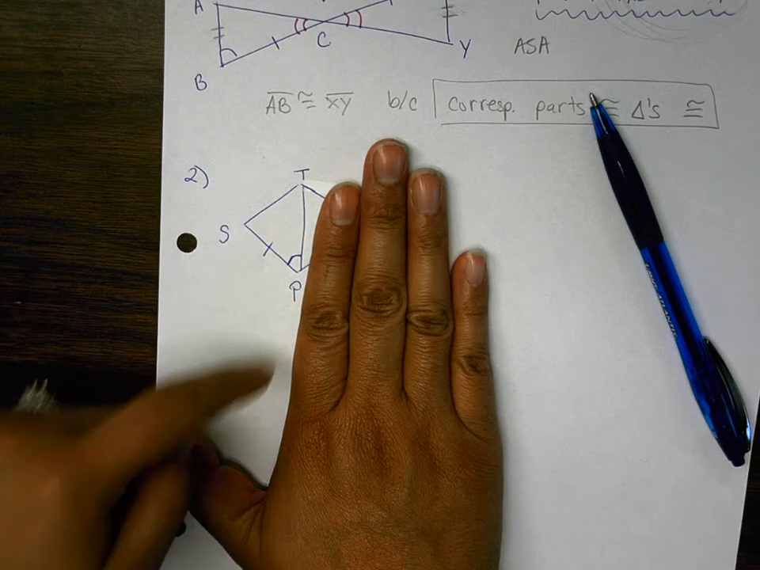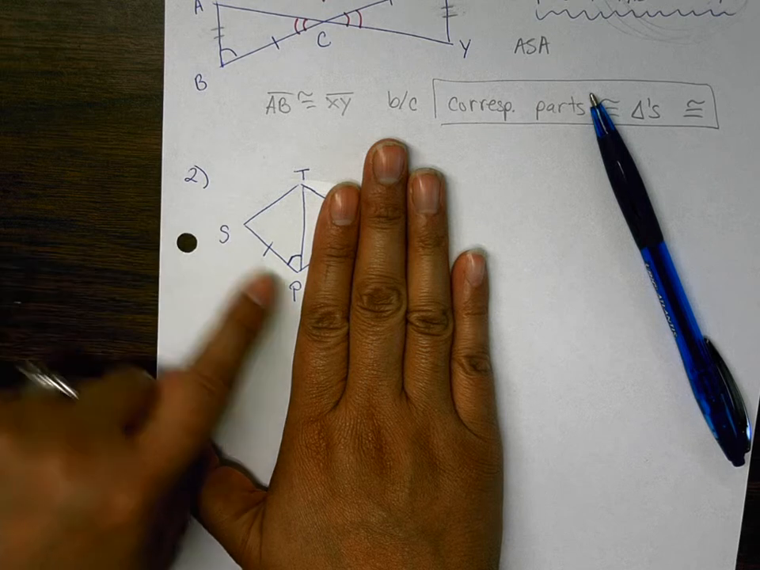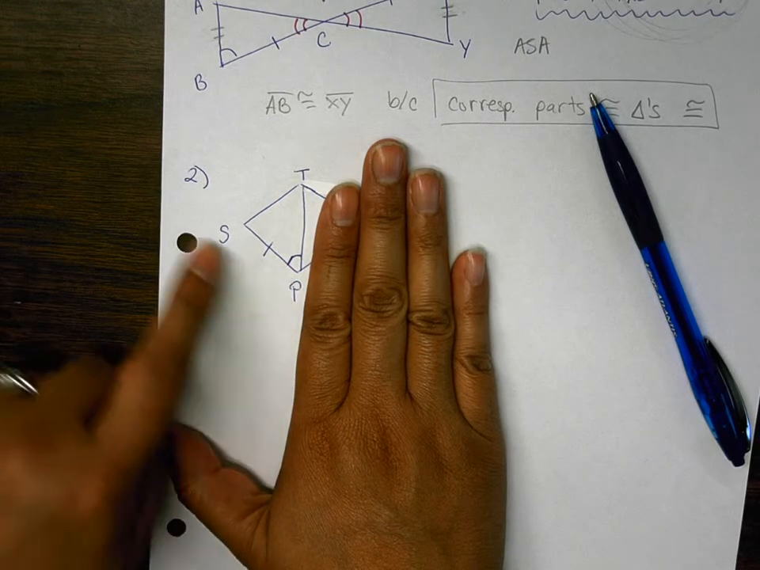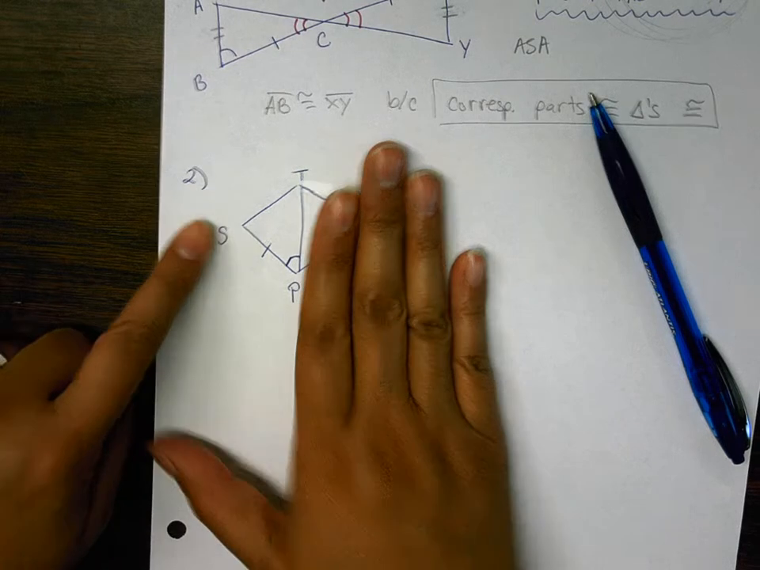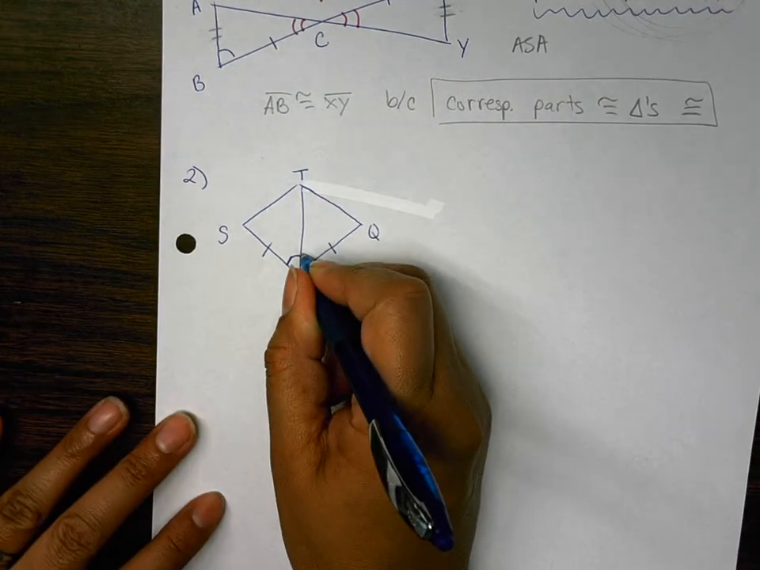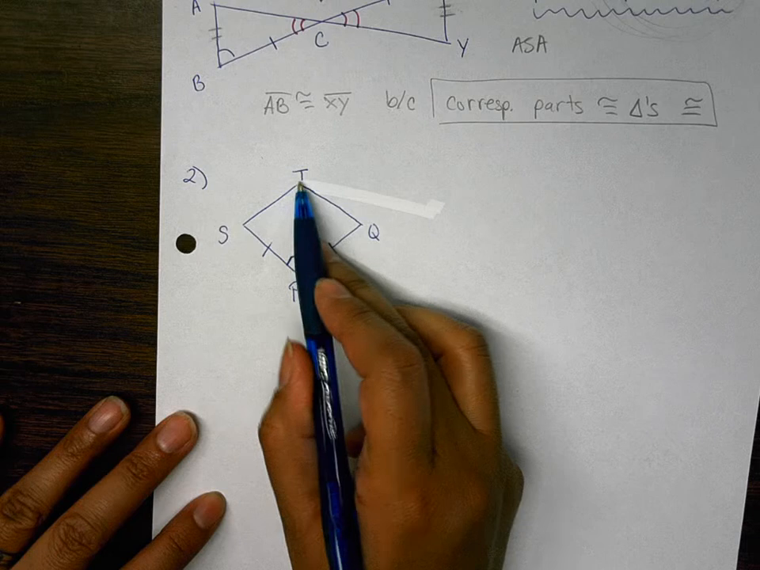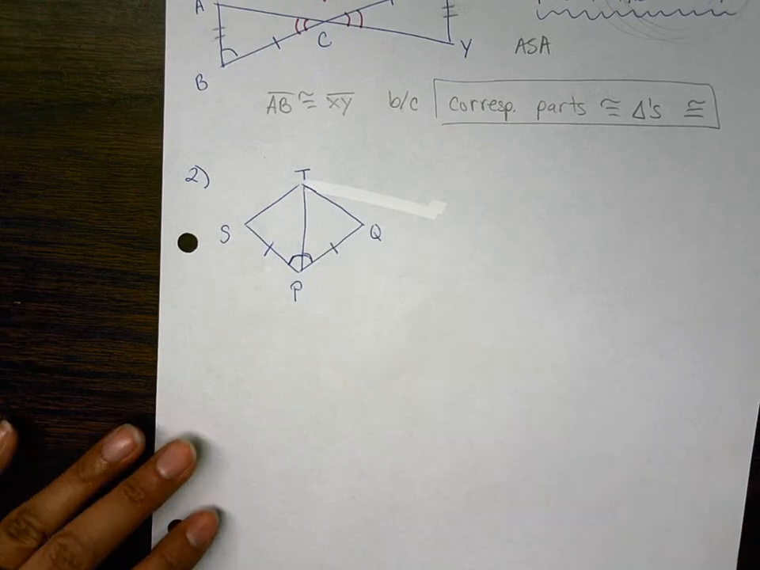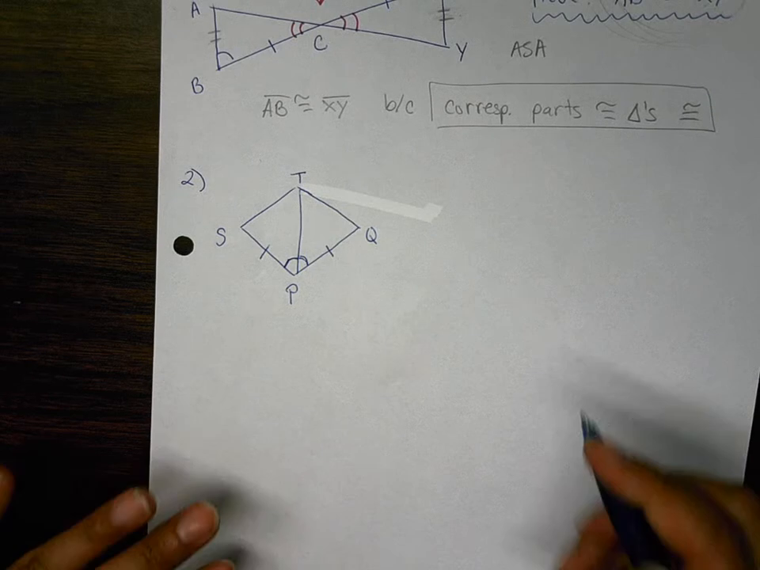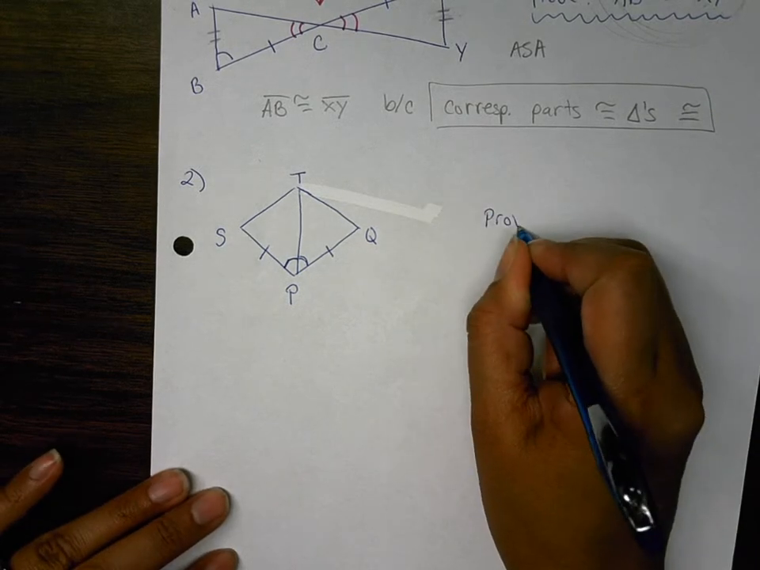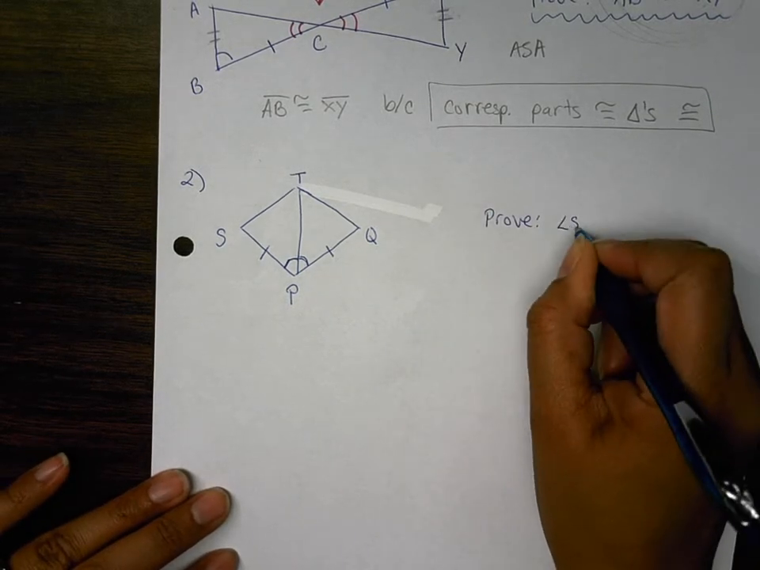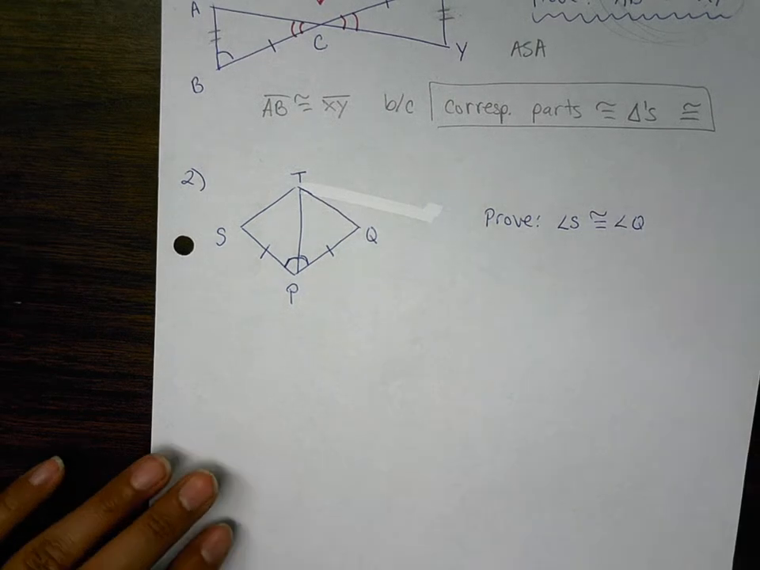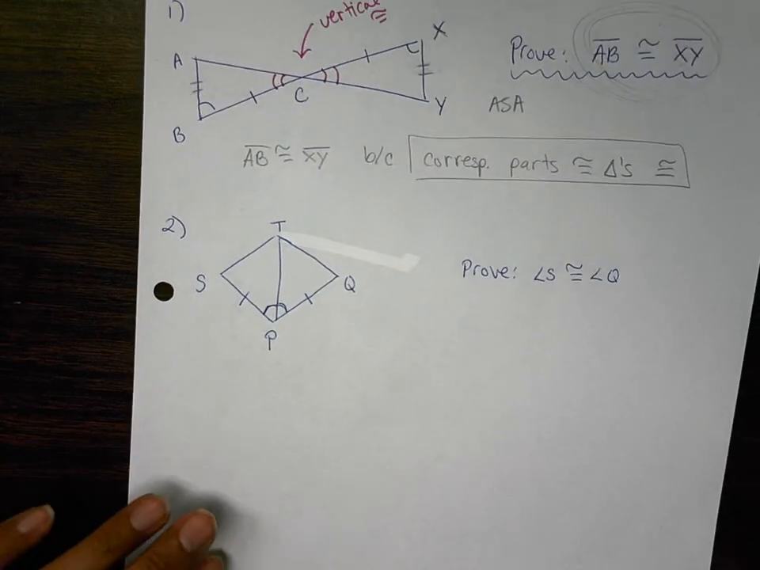I heard SPT and TPS. Are both of those okay? Could I use PTS if I'm talking about that corner? No, the angle corner needs to be in the middle, so SPT or TPS. The other marking I'm going to give you is for this one here, which I would call TPQ or QPT. Okay, with just those markings, would we be able to prove that angle S is congruent to angle Q?